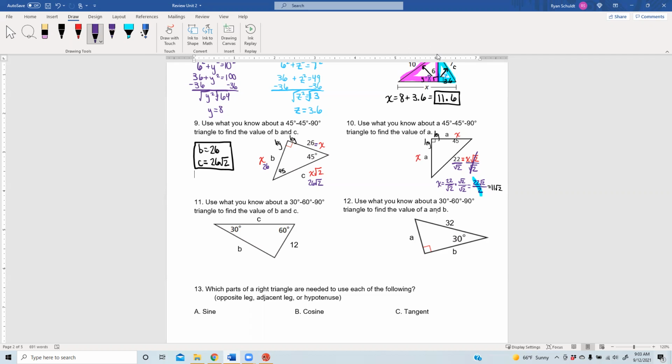So that means a, or this x, then has to be 11 square roots of 2. This x is 11 square roots of 2. So what's a? A has to be 11 square roots of 2. That's 45, 45, 90. Then they ask us about 30, 60, 90.